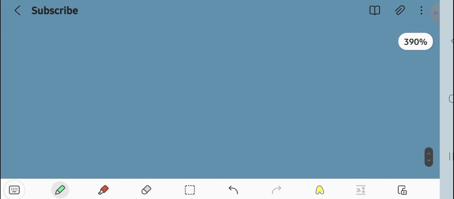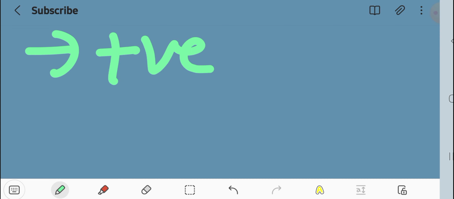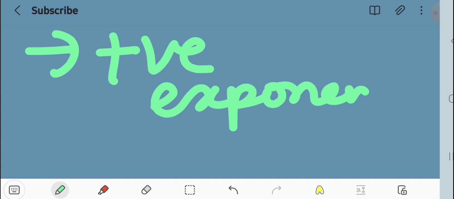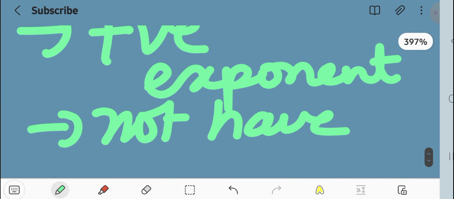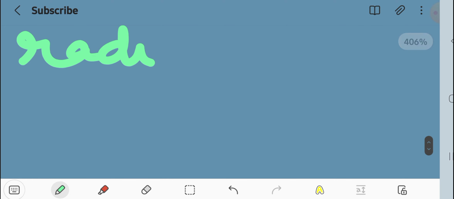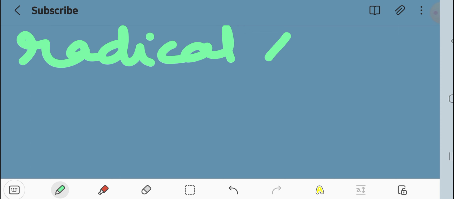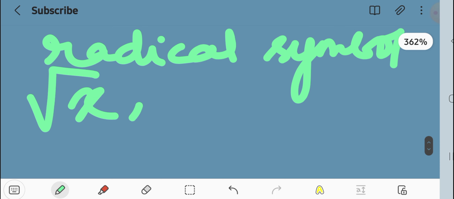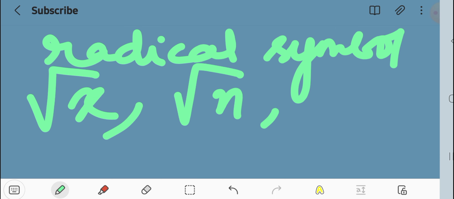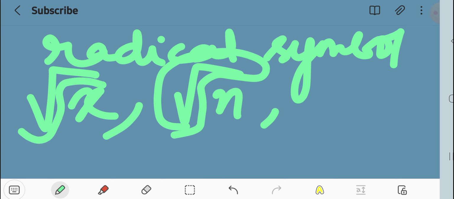So for an equation to be a polynomial, it should satisfy these things. It should have a positive exponent. It should not have a radical symbol. Yes, what is a radical symbol? Root of x, root of n. The root symbol is known as the radical symbol.